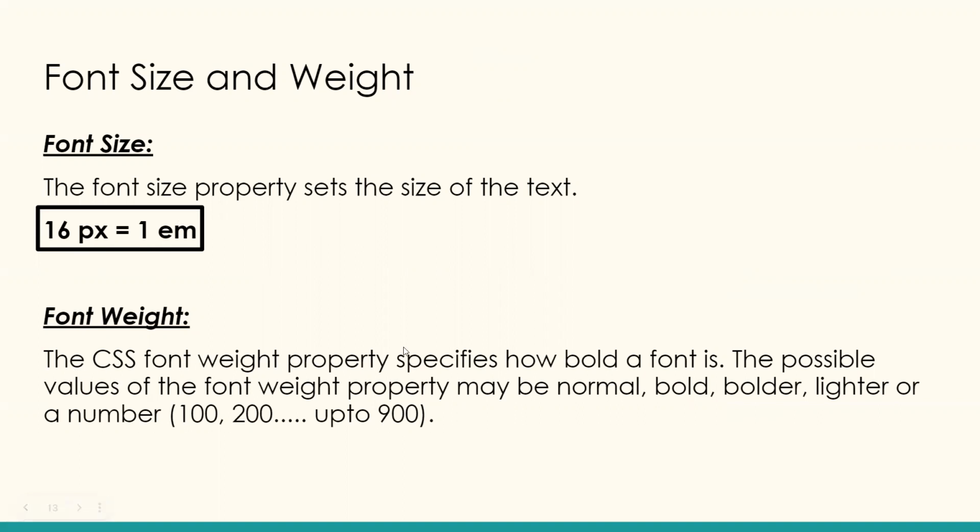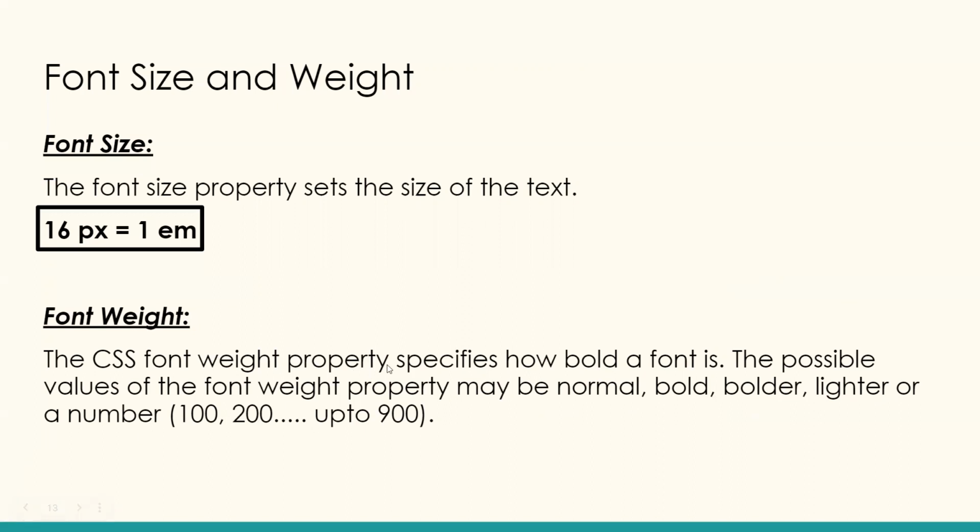Now, font weight. The CSS font weight property specifies how bold a font is. So even though we have our bold tag to make text bolded, this font weight can control how bold you want it. If you only want a tiny bit of bold or a lot of bold, you can control it with the font weight property. The possible values of the font weight property may be normal, which is just completely normal. Bold is the regular, default bold. Bolder is slightly bolder, and then bolder is really bold. Then lighter is lighter than normal.